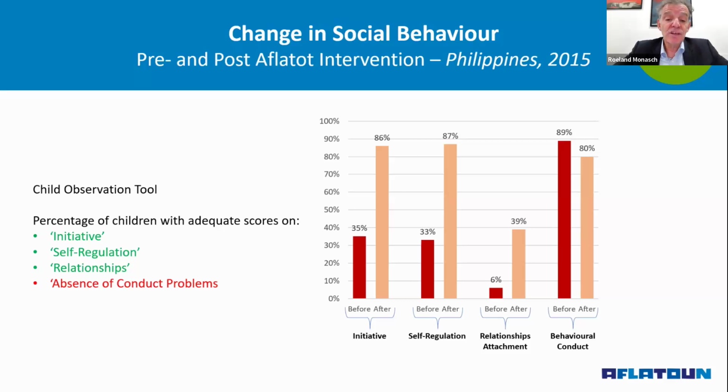And what we found is that there was a significant increase in initiative. There was a significant increase in self-regulation in the Philippines, also in relationships attachment. Where it was less conclusive was behavioral conduct. As you can see on the right side, there were still quite a significant number of children which were expressing behavior which was not what we hoped we would have seen a reduction of. So the absence of conduct problems was less affected by AflaTot in that area.